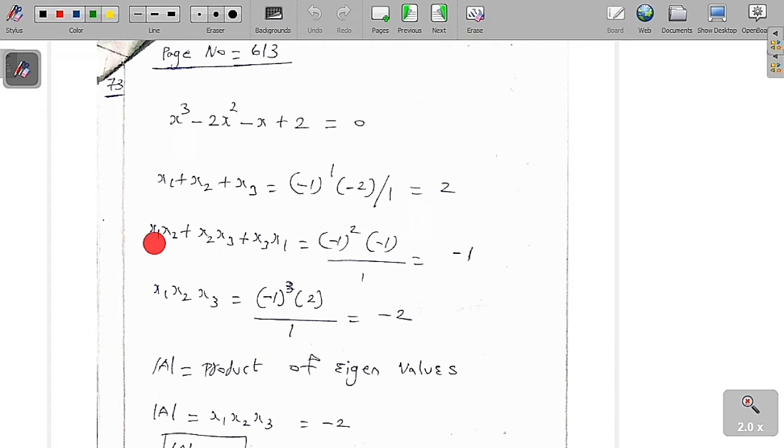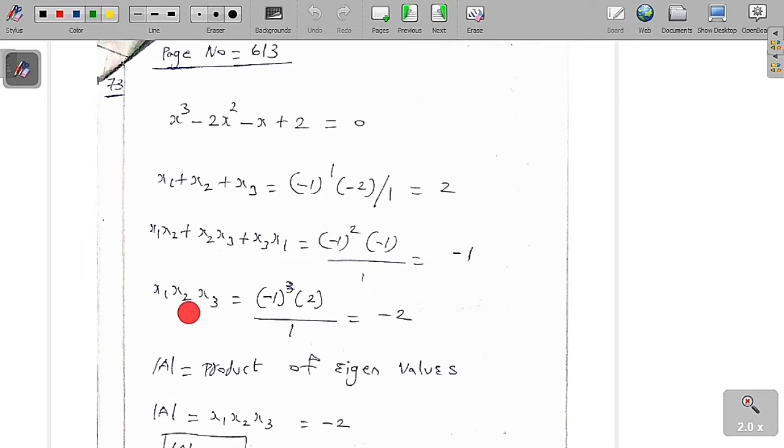Similarly, the sum of products of two roots, x1 x2 plus x2 x3 plus x3 x1, is equal to minus 1 to the power of 2, since you are taking 2 roots, into the coefficient of x to the power of 3 minus 2, divided by the coefficient of x cube. 3 minus 2 is 1, so the coefficient of x to the power of 1 is minus 1, so minus 1 by 1. Minus 1 whole square is 1, 1 into minus 1 is minus 1, so you are going to get minus 1.